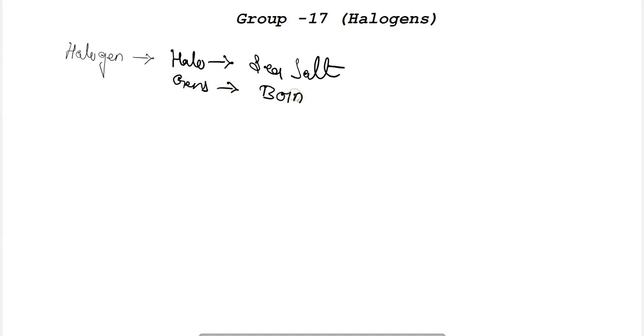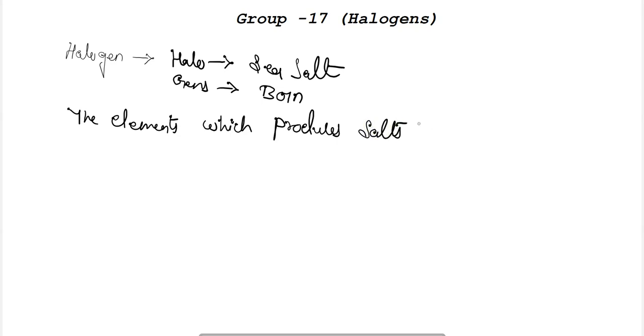So we can say that the elements which produce salts are called halogens.